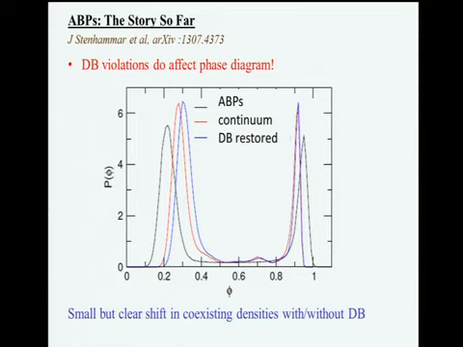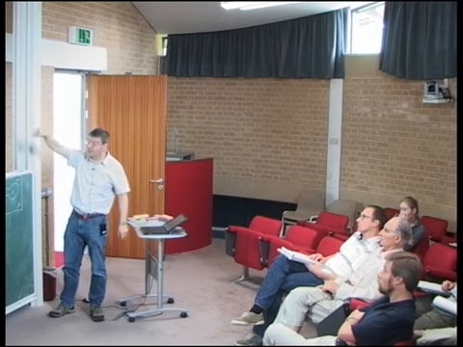The coexisting phases in the continuum simulations are not quite where they should be, but then we had this rather ad hoc high density piece which may be responsible for that. If you don't get the density quite right in the dense phase, of course, the common tangent will give you the wrong coexistence as well. But interestingly, there is a definite small shift between the continuum theory without detail balance and the continuum theory with detail balance restored in the phase diagram, in the coexisting densities.